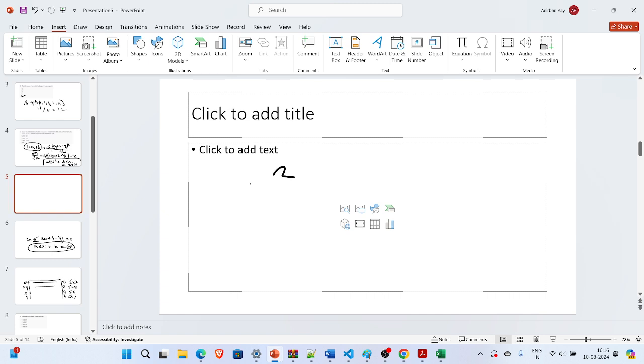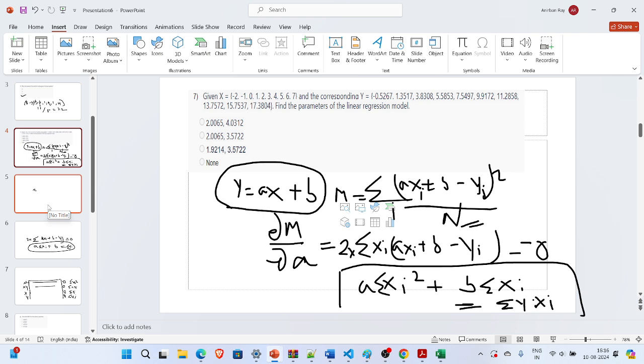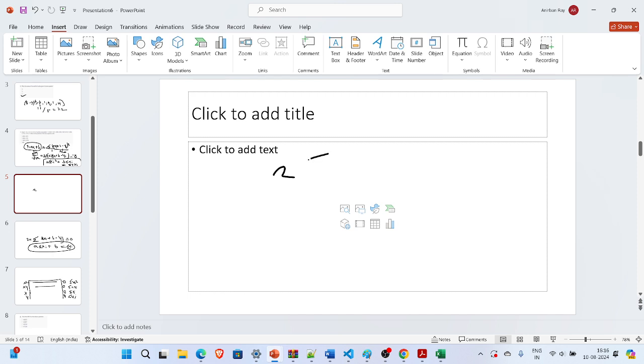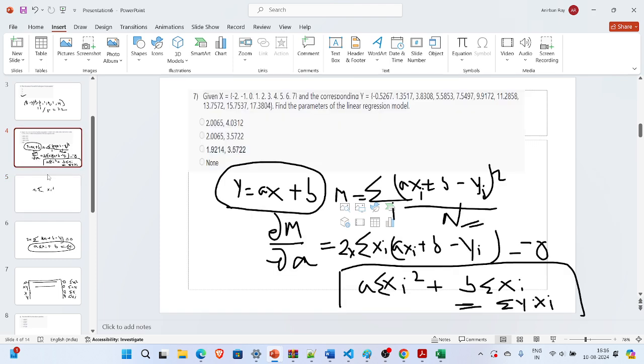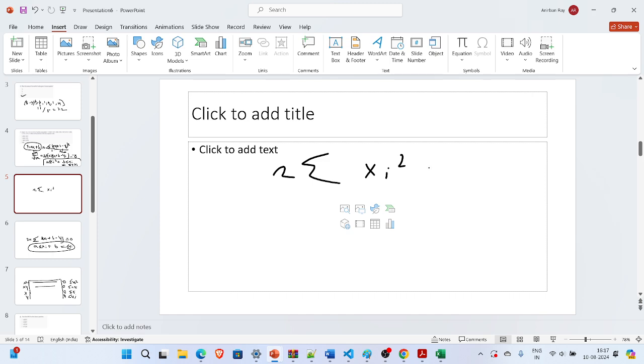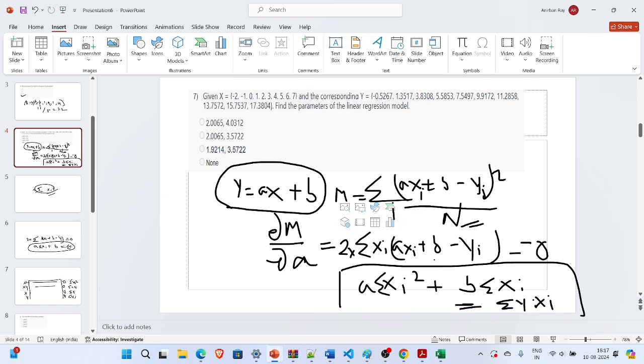So it becomes 2, and with respect to a, it is going to become summation over xi square. The rest will become 0. And this is positive, that's for sure, since it is a sum of squares. Why will the other terms be zero? As you can see, we are differentiating with respect to a, so b is independent of a, and yi is independent of a as well. They are constants.